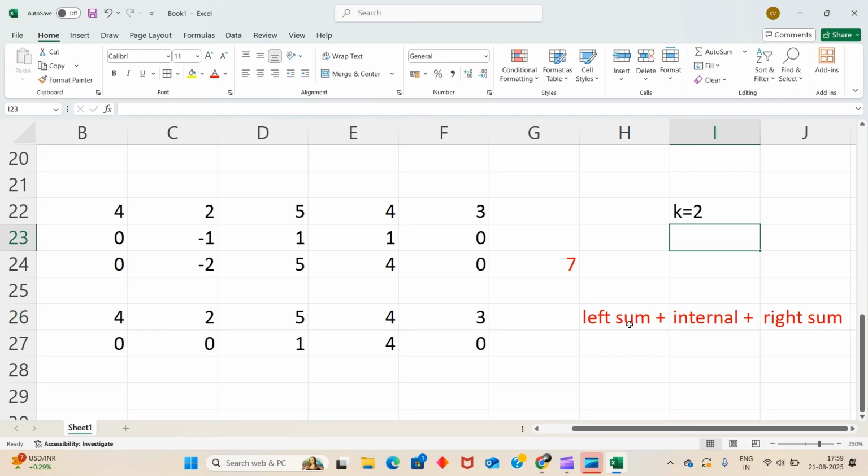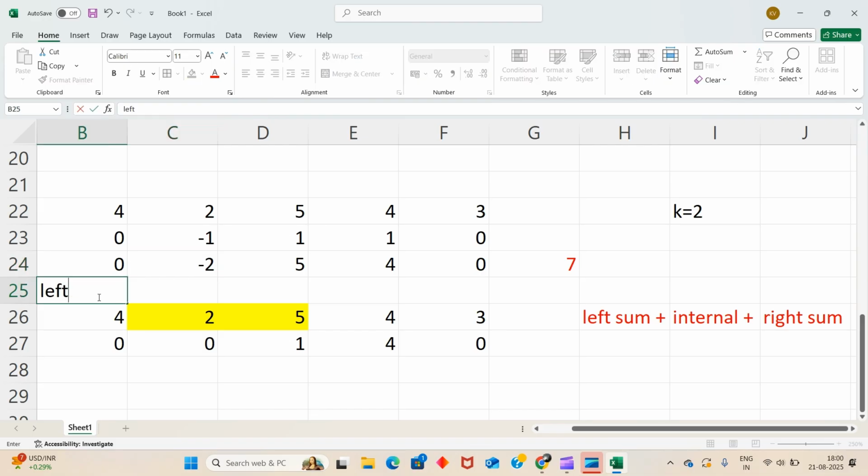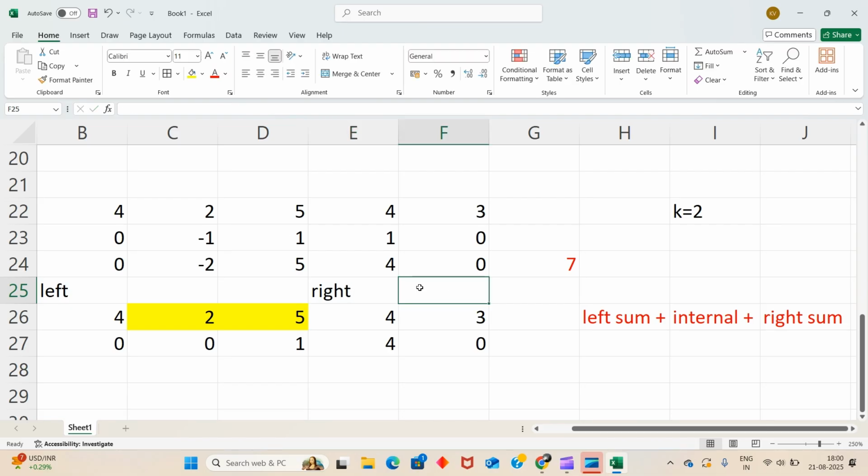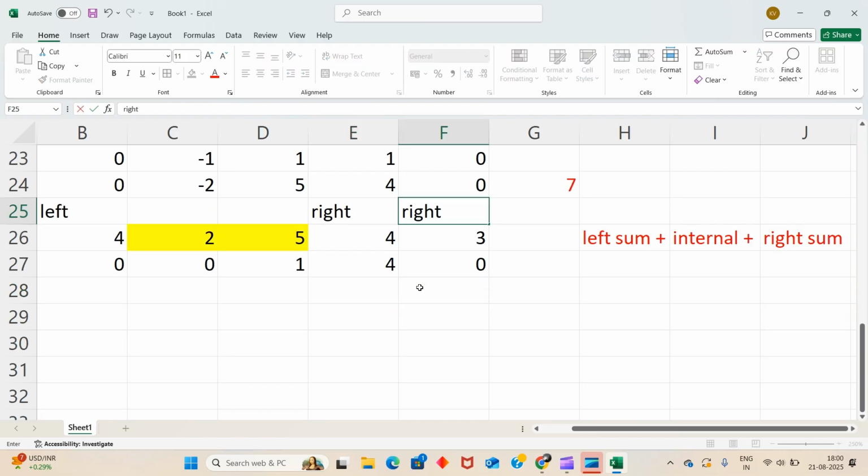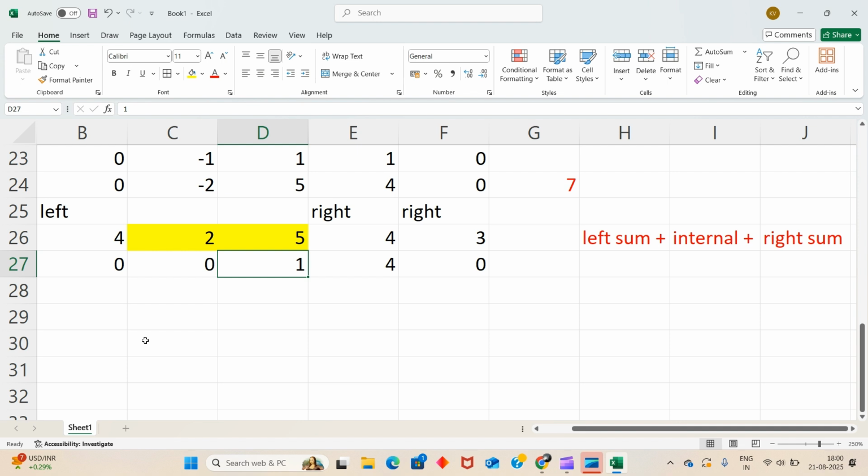Now, how will I calculate left sum and right sum? Let's say I will just mark it as yellow, so that, okay, this is my left sum, this is my right. Okay, now we are going to use the concept of prefix sum here.